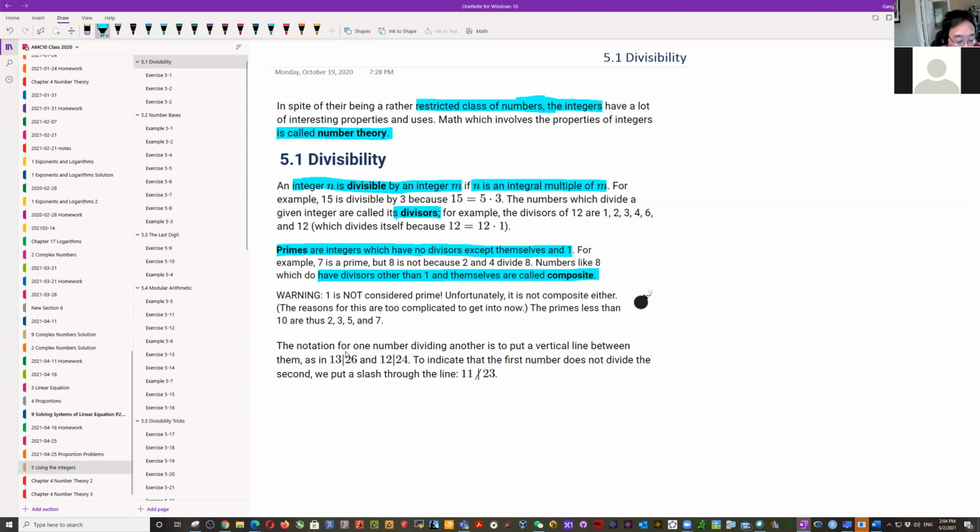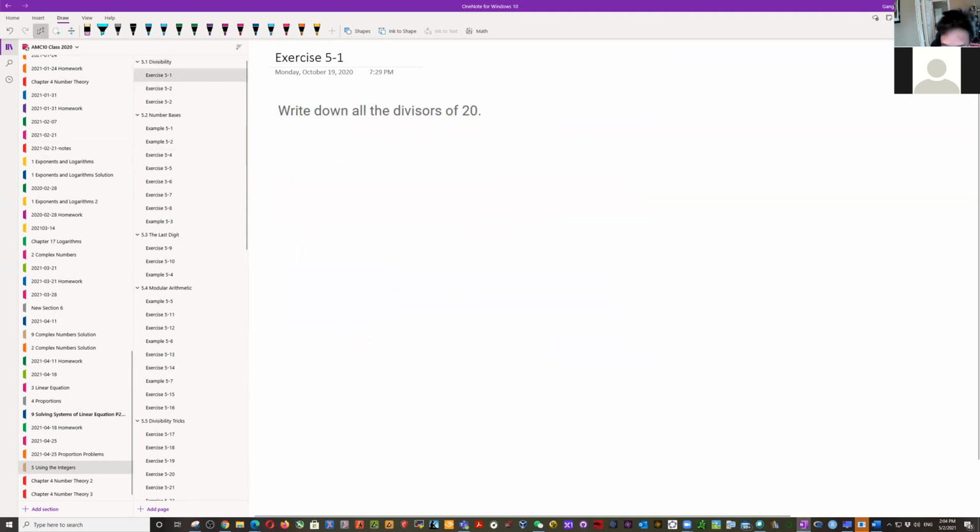This is a notation: a vertical line between two numbers. So basically it's saying that 13 can evenly divide 26. And if the first number cannot divide the second number, then you use a slash to cross out the pipe sign.